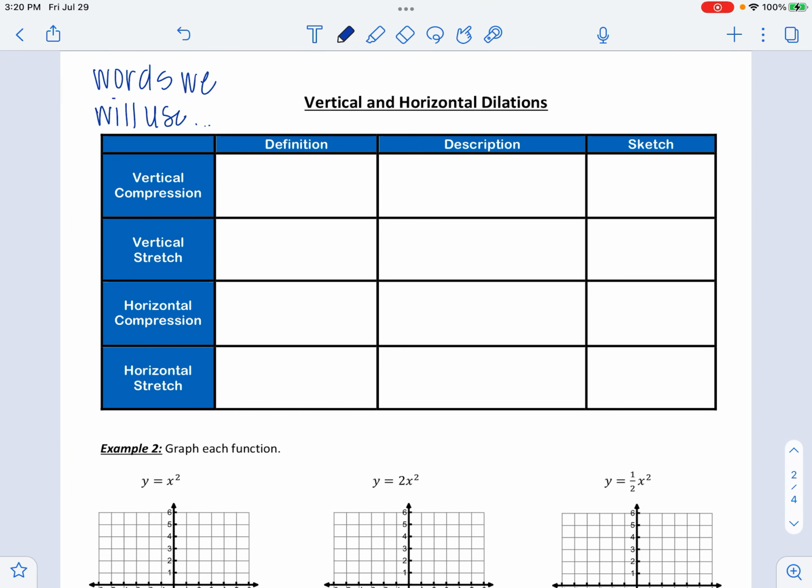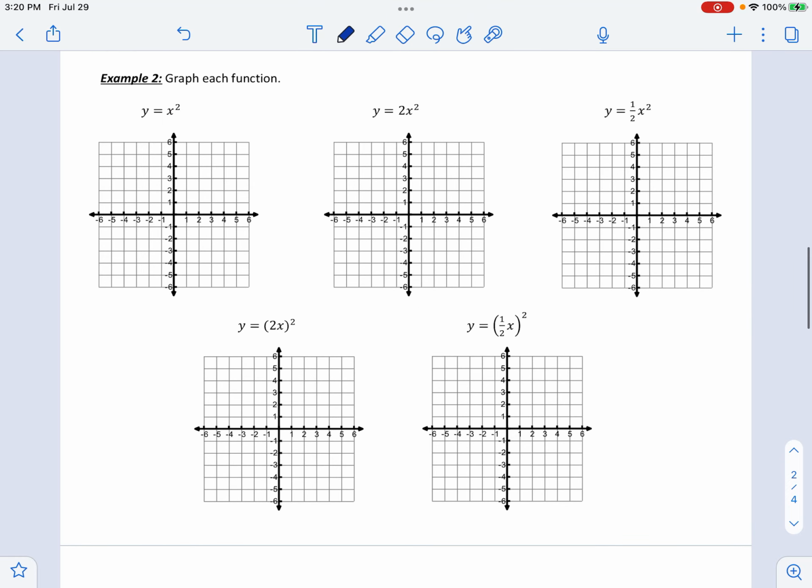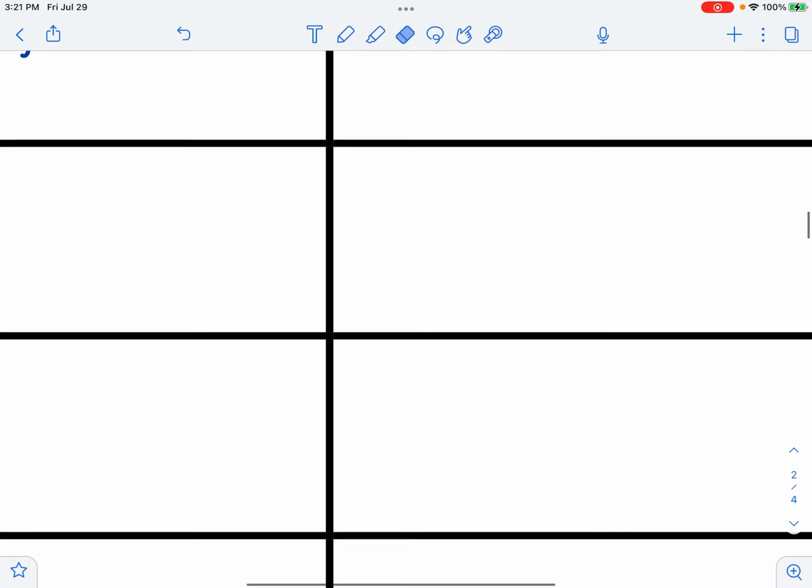So the first two are vertical compression and a vertical stretch. So the equation for them looks similar, okay, or they look the same. So I'm going to write that down. So that's when you have a function, and then for a vertical stretch or a vertical compression, you're going to see a coefficient in front of your parent, okay, in front of your parent. So what I mean by that, let's look down at these right here, is that here's my parent x squared, and there's a coefficient in front of my parent, okay? So that is either a vertical stretch or a vertical compression.